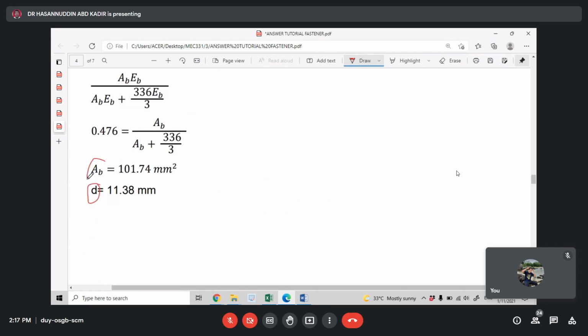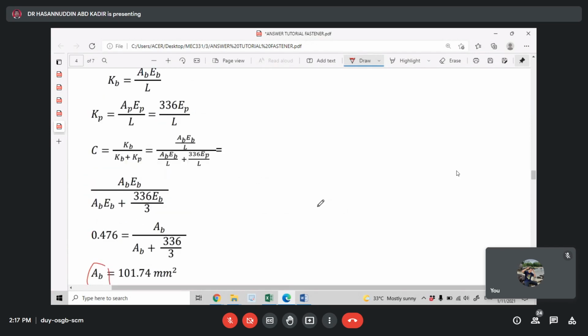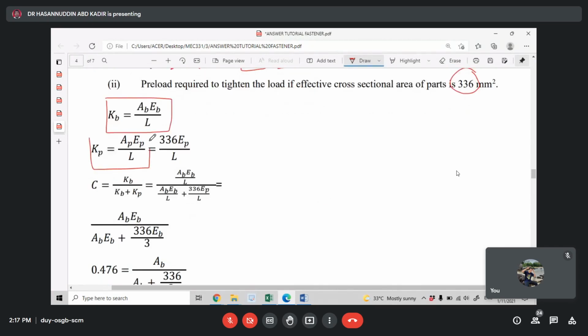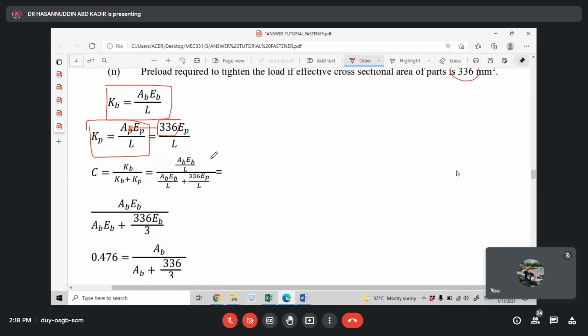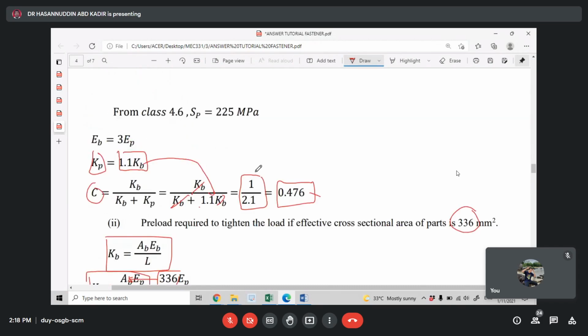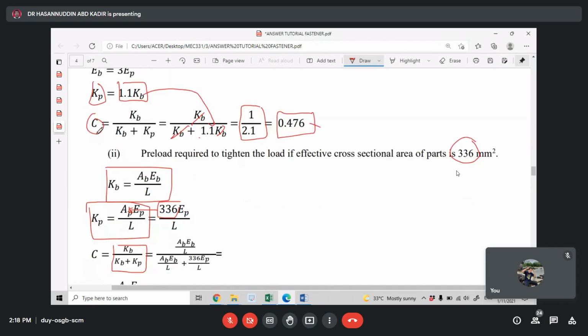Tak apa, kita akan tengok. But this one only focus on the value of bolt only. Kita akan tengok the value of diameter of bolt. So this one they give you the value of KB. So you apply the formula of KB, and also this one the KP. Because they already mentioned that the preload required that the effective cross section area of the part is 336. So AP you know the value of part is 336 here. Okay, and then you put in the value in the formula for C. This one you equal kan kepada 0.476 here. That value C you already get from here.